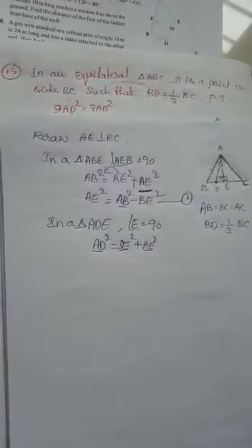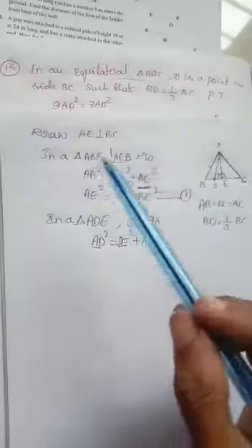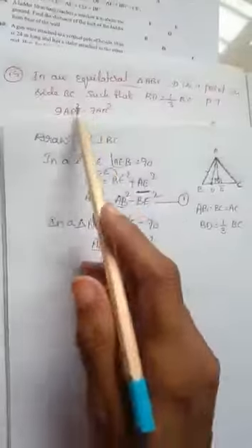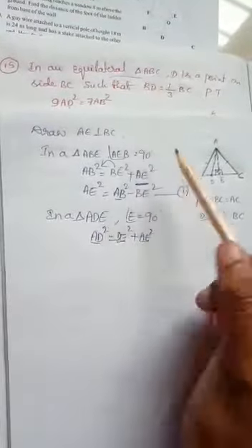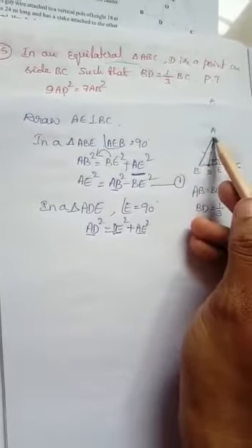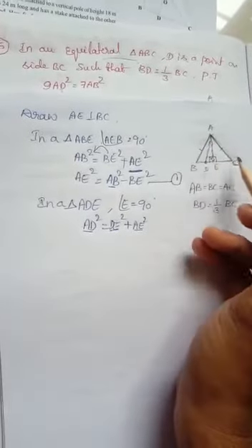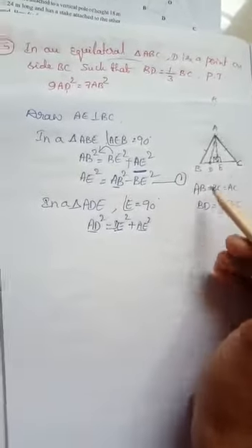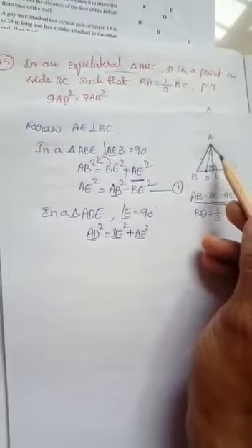Today we discuss problems belonging to the Pythagoras theorem. The 15th problem is: in an equilateral triangle ABC, because ABC is an equilateral triangle, AB is equal to BC is equal to AC. The three sides are equal.